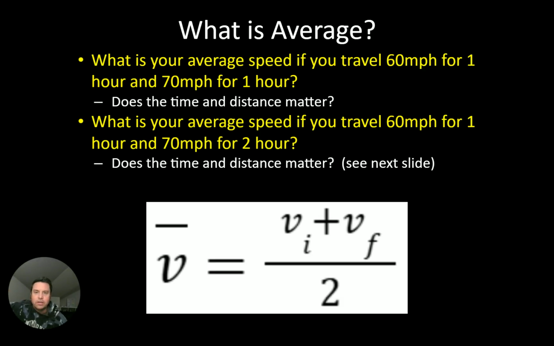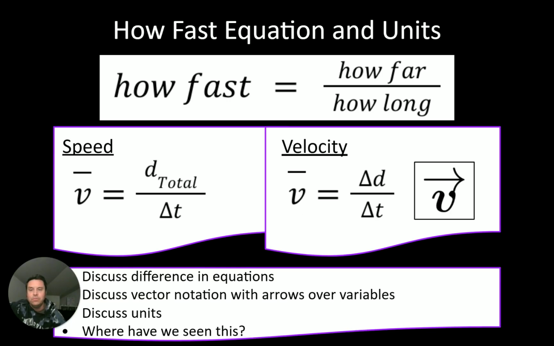What is your average speed? Now, the second question: what is your average speed if you travel 60 miles per hour for 1 hour and then you do 70 miles per hour for 2 hours? Then you've got to modify this equation a little bit. Now, I made the numbers easy so you could do some proportion thing. Does time and distance matter in this one? Yes. And that's when we can be more specific about how fast we're going.